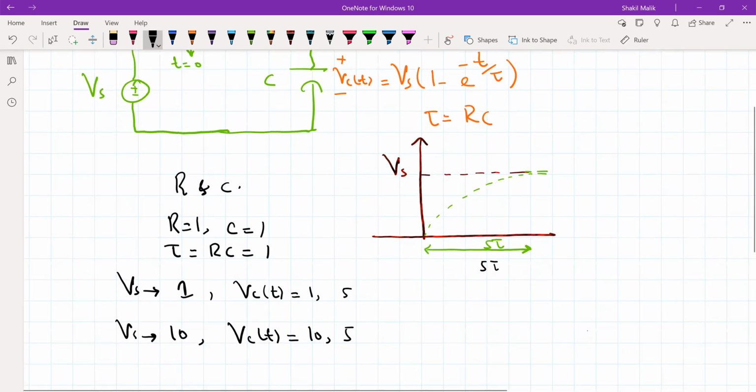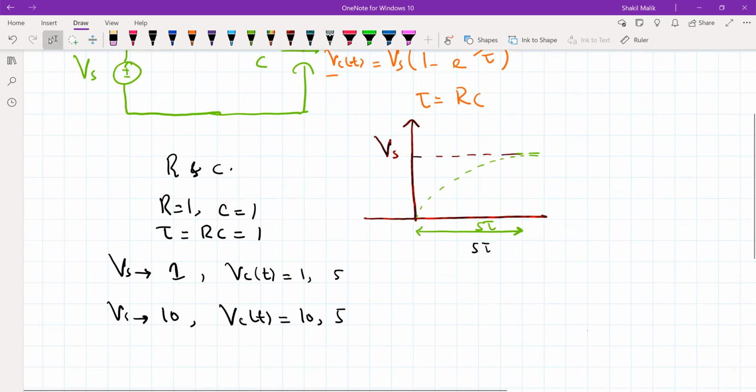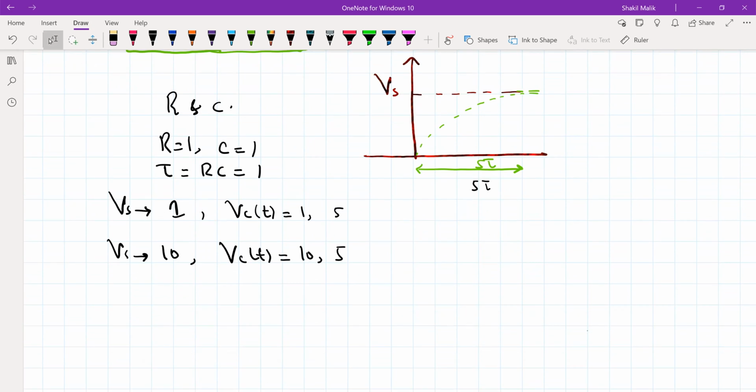That's the first thing that we are going to observe from this. Based on the value of this time constant, that will decide how much time it takes to reach the final value. We're saying that's approximately equal to 5 time constants. And for this example, when R is 1, C is 1, it should reach the final value in 5 seconds.